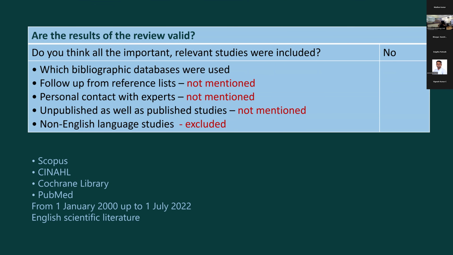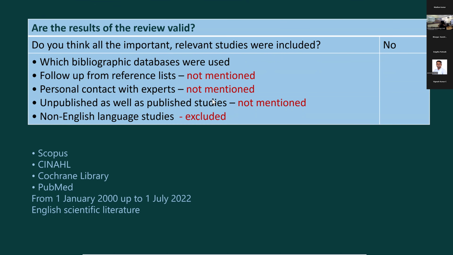So do you think all the important relevant studies were included? They searched the databases Scopus, CINAHL, Cochrane Library, PubMed from January 2000 to 1st July 2022. They included only English scientific literature. They did not follow up from reference lists or use personal contact with experts or contact for unpublished studies, or search for non-English language studies. So I think they have not included all the relevant studies.